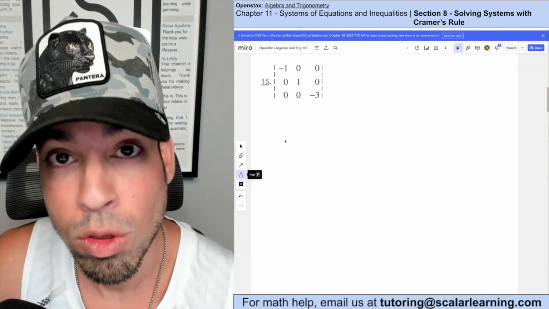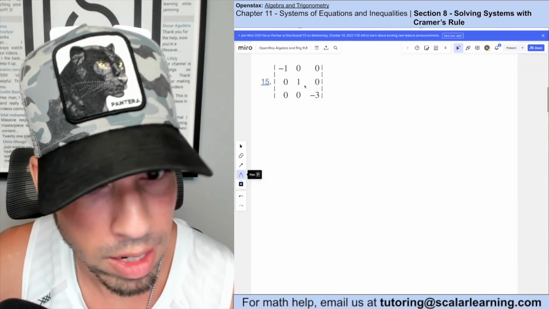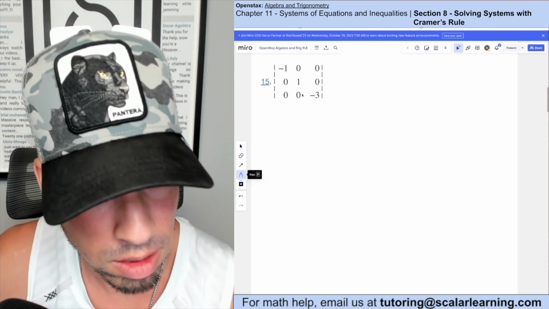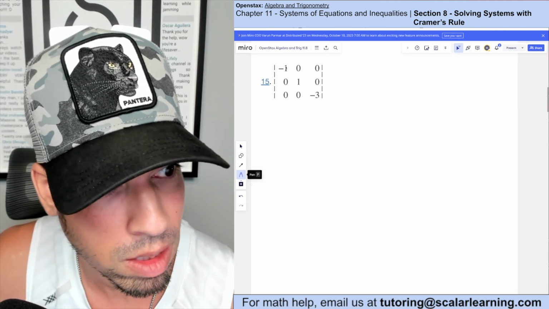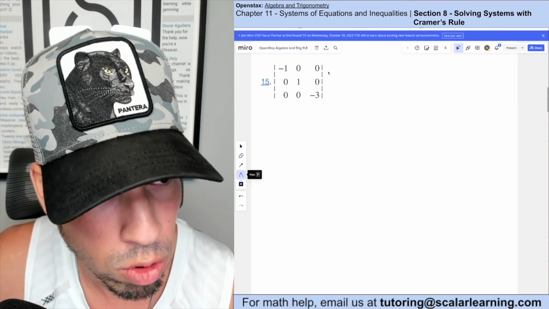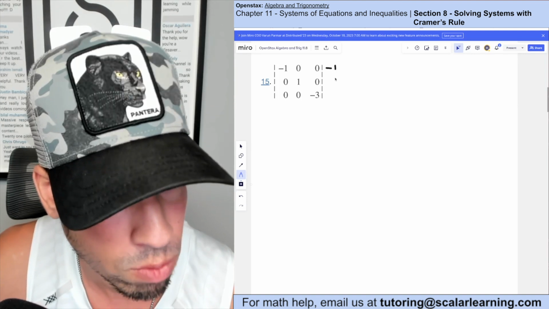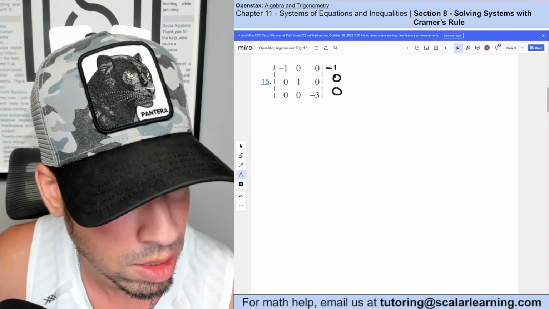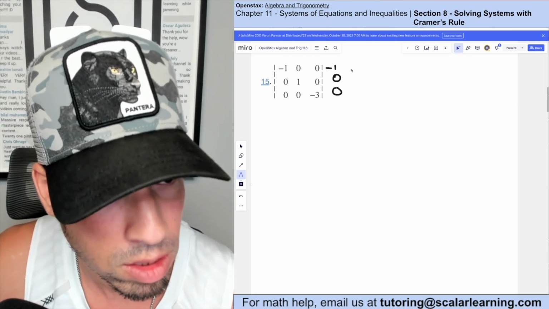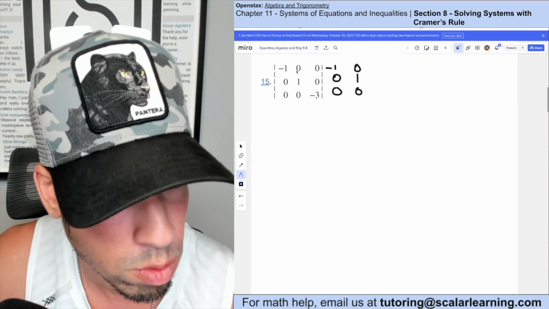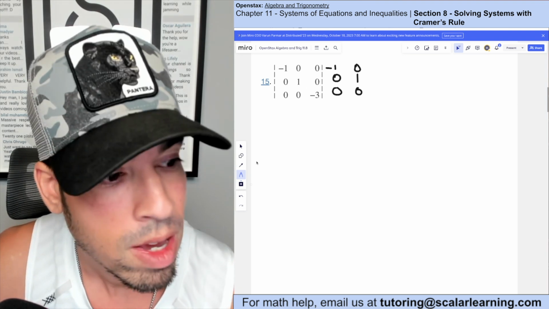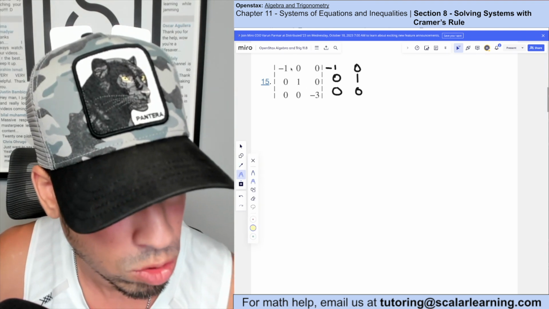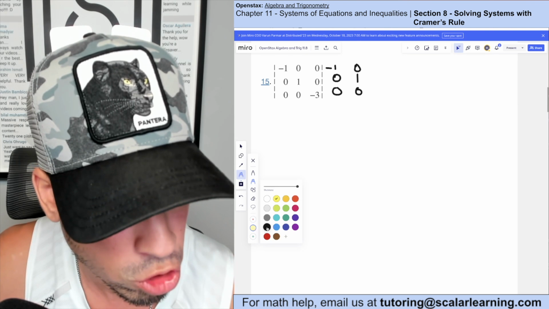Done. So for the 3 by 3, what I'm going to show you is a really nice method to calculate this determinant, which is basically to repeat these first 2 columns right here. So watch this. I'm going to say -1, 0, 0, right? Repeating this first column. And then I got 0, 1, 0, repeating that second column, okay? And then what we're going to do is some diagonal multiplication. I'm going to show you what I'm talking about here.